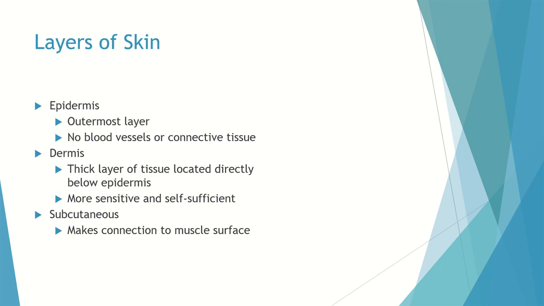Your layers of skin. You have your epidermis. This is your outermost layer. There's no blood vessels or connective tissue. Then your dermis, a thick layer of tissue located directly below the epidermis, more sensitive and self-sufficient. Subcutaneous layer makes connection to muscle surface.